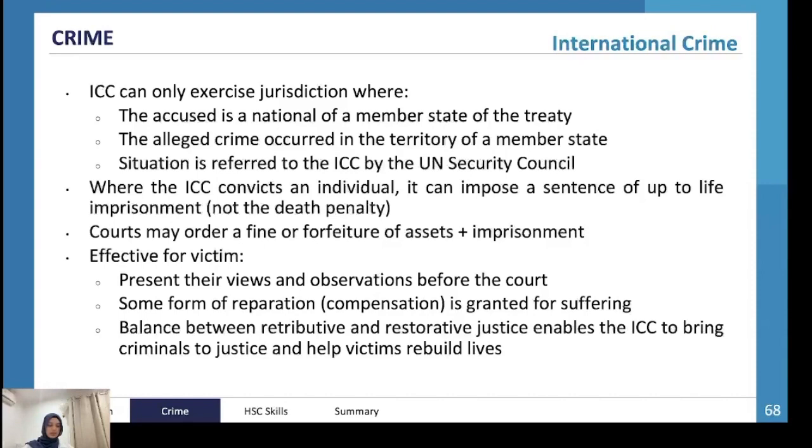Effective for victims: they present their views and observations before the court. In many of these cases, the victims have gone through immense troubles, so just being able to present that and demonstrate the suffering, some form of reparation or compensation is granted for the suffering. And the balance between retributive revenge and restorative justice, trying to basically restore justice, enables the ICC to bring criminals to justice and help victims rebuild their lives.